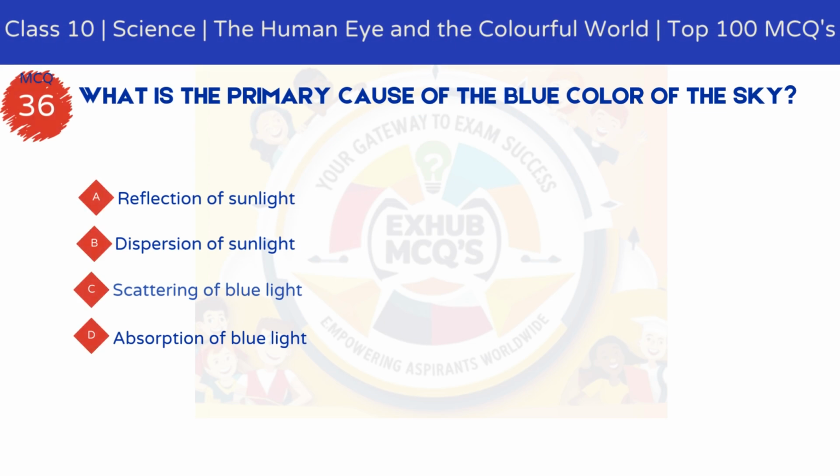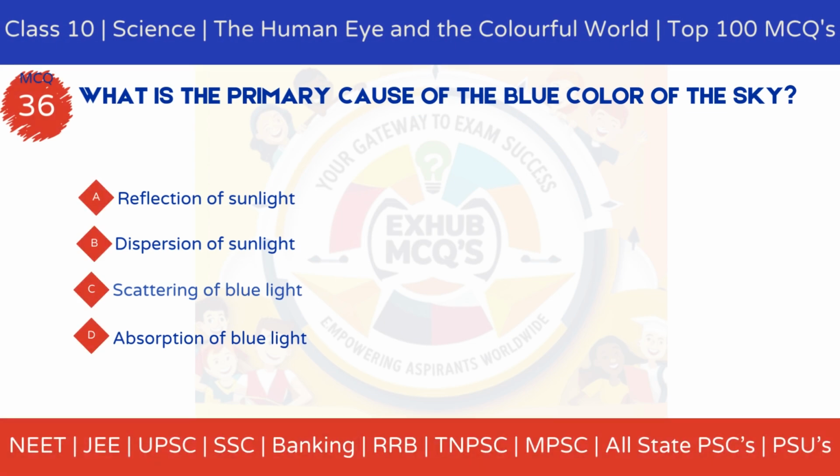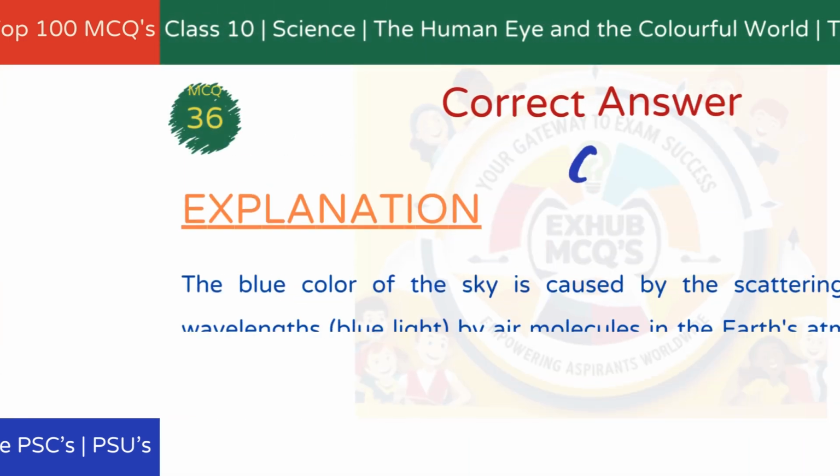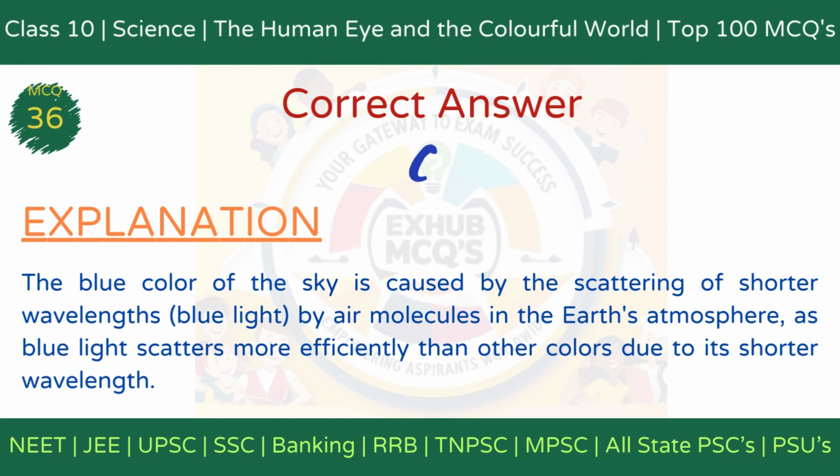MCQ 36. What is the primary cause of the blue color of the sky? Option A, reflection of sunlight. Option B, dispersion of sunlight. Option C, scattering of blue light. Option D, absorption of blue light. The correct answer is option C, scattering of blue light.